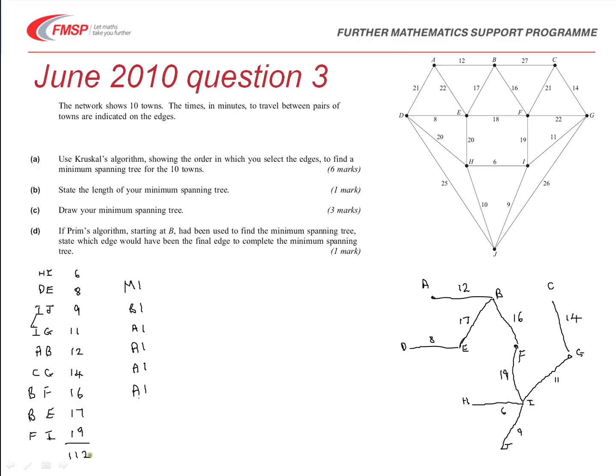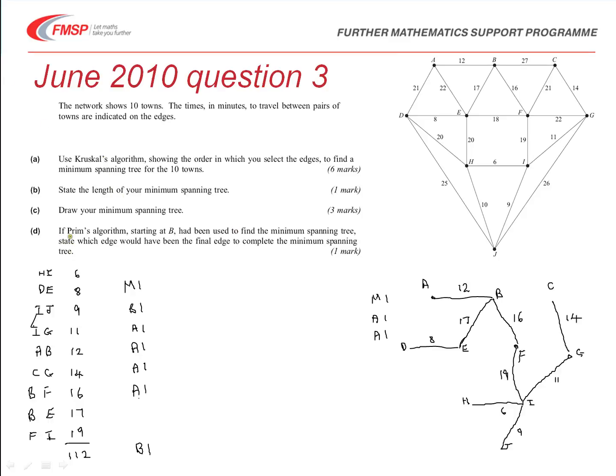For stating the 112 for part B, we'll give you a mark. Then for drawing your tree diagram, if you've got a tree with at least 7 drawn edges, that'll give you a mark. If you've got 9 edges, that'll give you an additional mark, and if they're all correct and all labelled correctly, that will give you your 3rd mark.